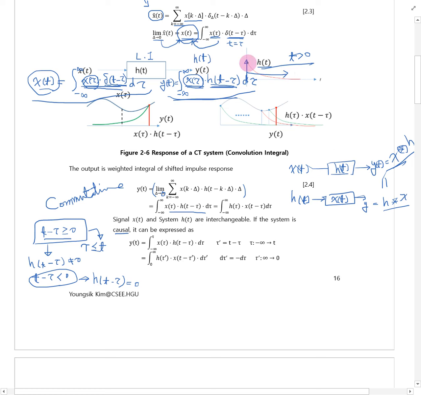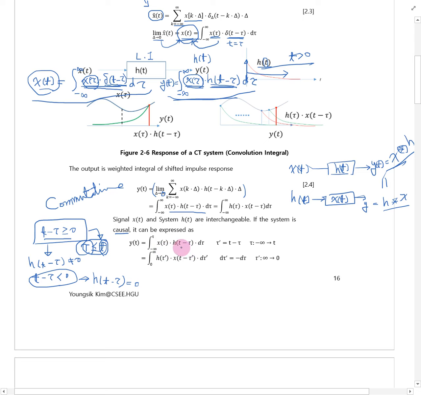To satisfy this, the argument of h should be positive. To be a positive argument, t minus tau should be positive. To satisfy that, tau is always less than or equal to t. So tau can change from minus infinity to only t. T is the maximum value of tau. So this is the causal system case.